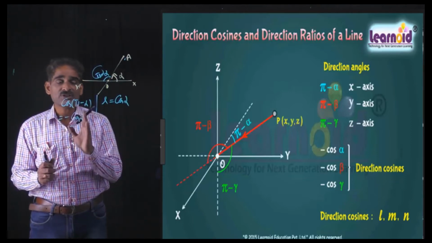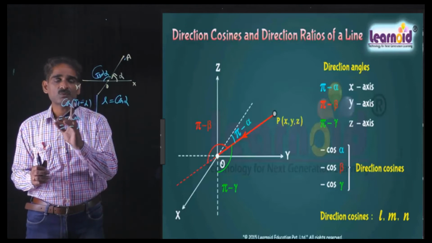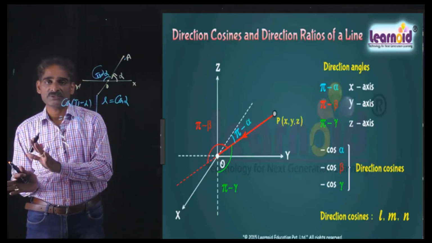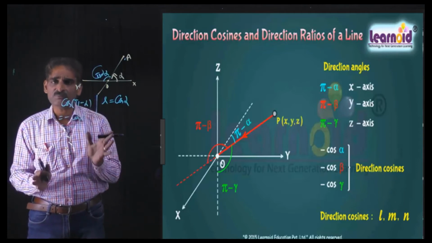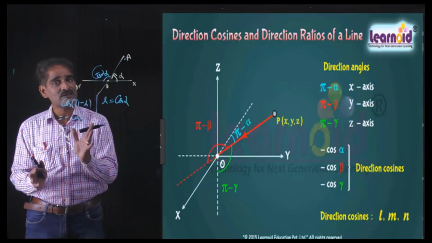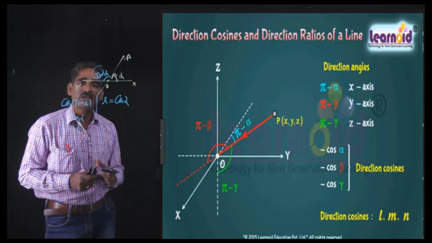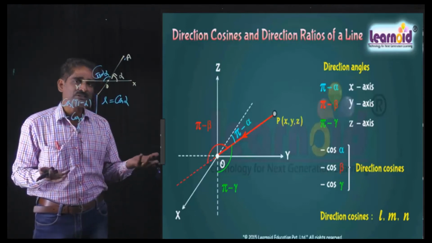So DCs of a line are unique. Only one set exists, L, M, N or minus L, minus M, minus N. L, M, N are the DCs, minus L, minus M, minus N are DCs of the same line, but the direction is different. Therefore, DCs of the line are L, M, N or minus L, minus M, minus N.